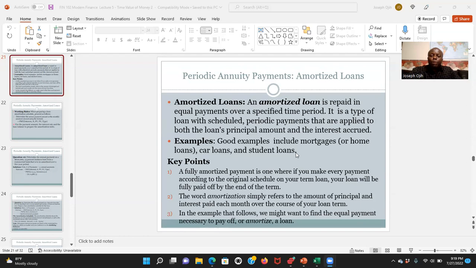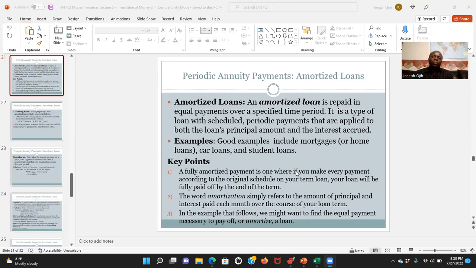So, we call them amortized loans because they are the type of loan that can be repaid in equal payments over a specified period of time. In other words, amortized loans are loans with scheduled periodic payments, and these periodic payments are applied to both the loan principal amount and the interest that accrued. So the amount that you pay is applied to the loan principal amount, then to the accrued interest.